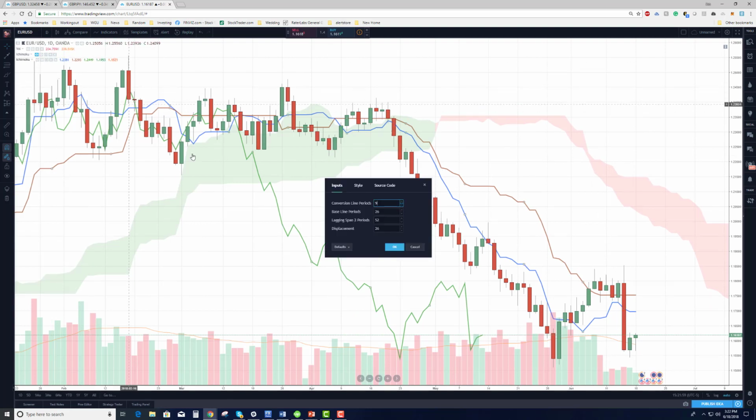Some people may ask, well, why is there a 9 base period, 26, 52, 26? There's a numerical system associated with the Ichimoku system. There's a time-based system as well, but for the purposes of this video and understanding the method and the rules, we just need to know that these are the default settings.